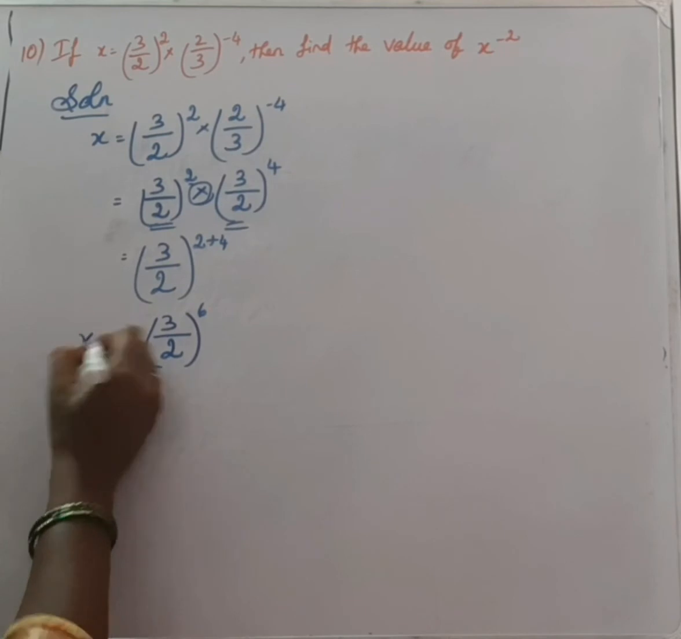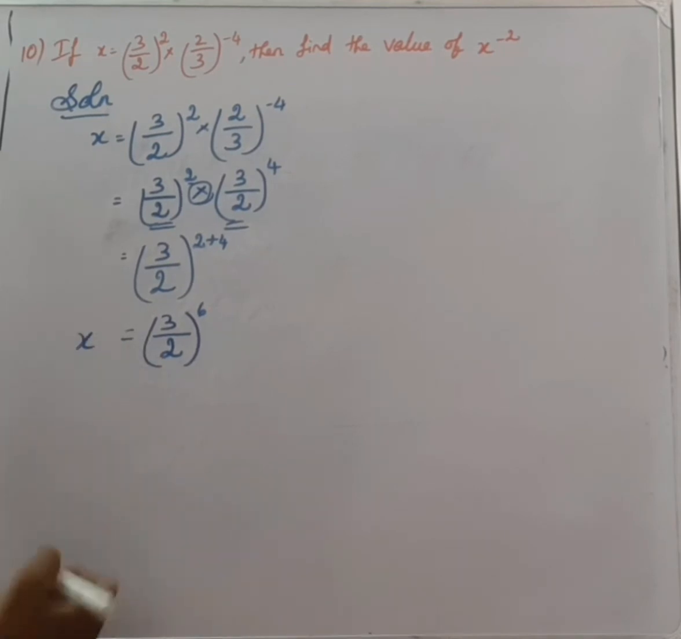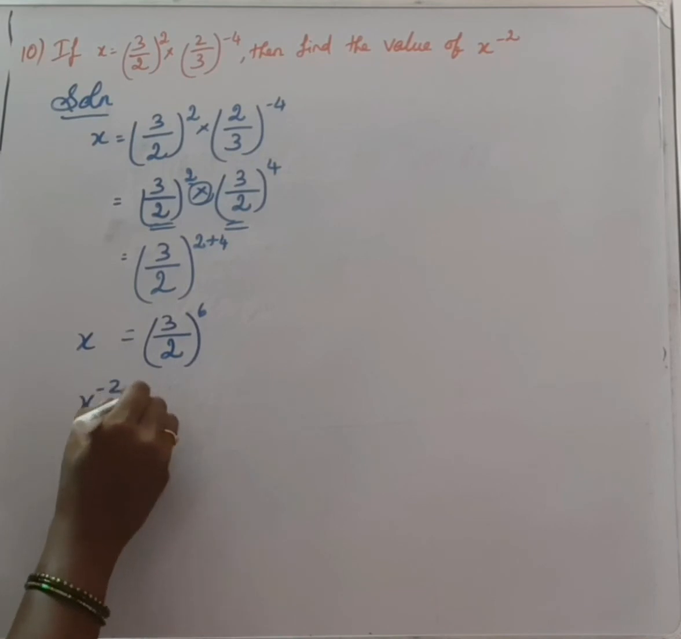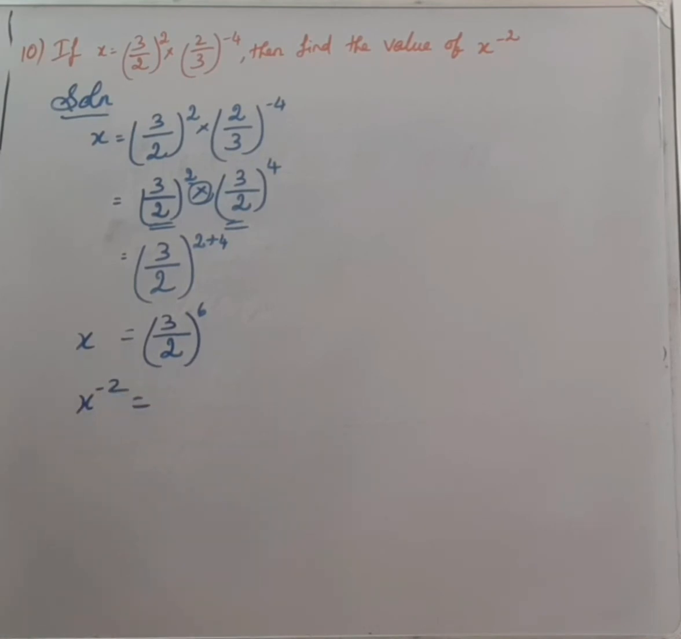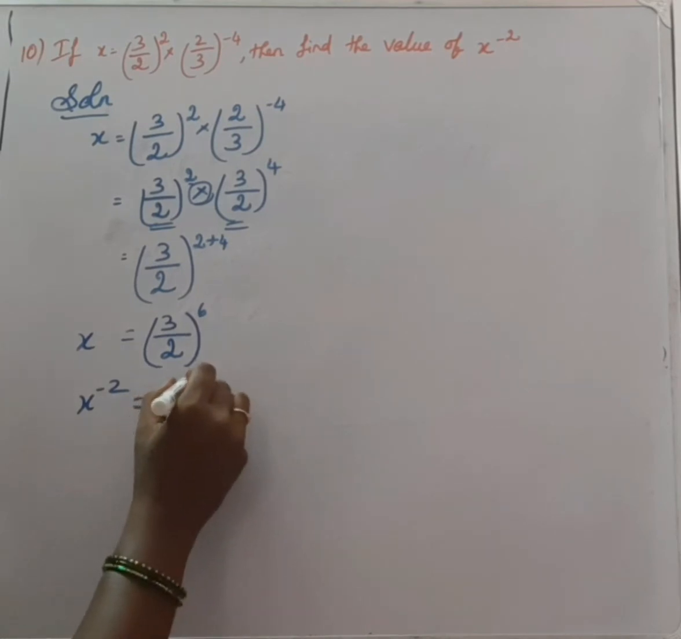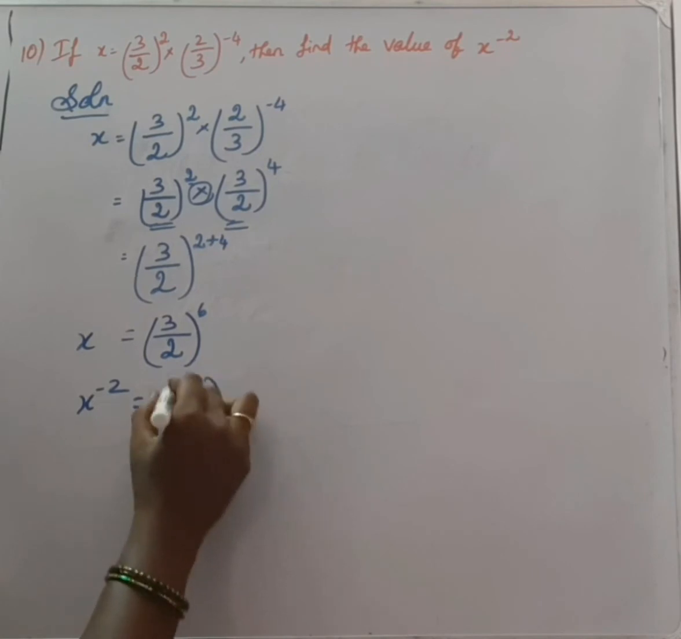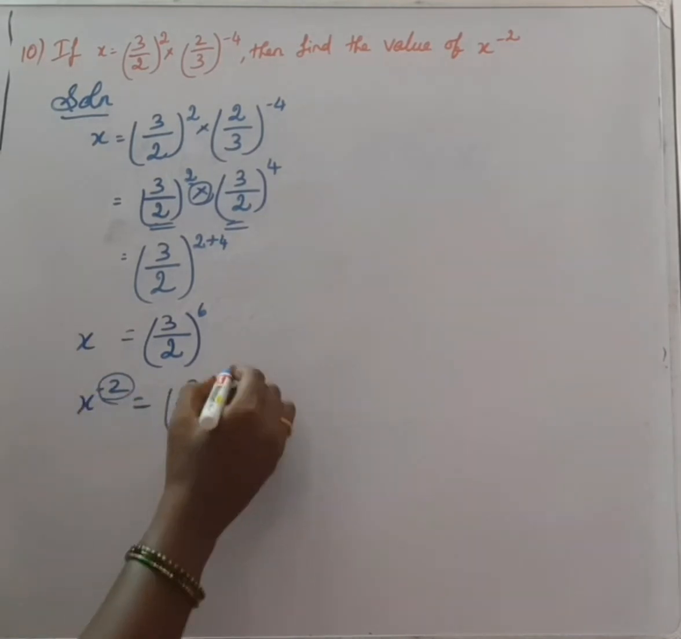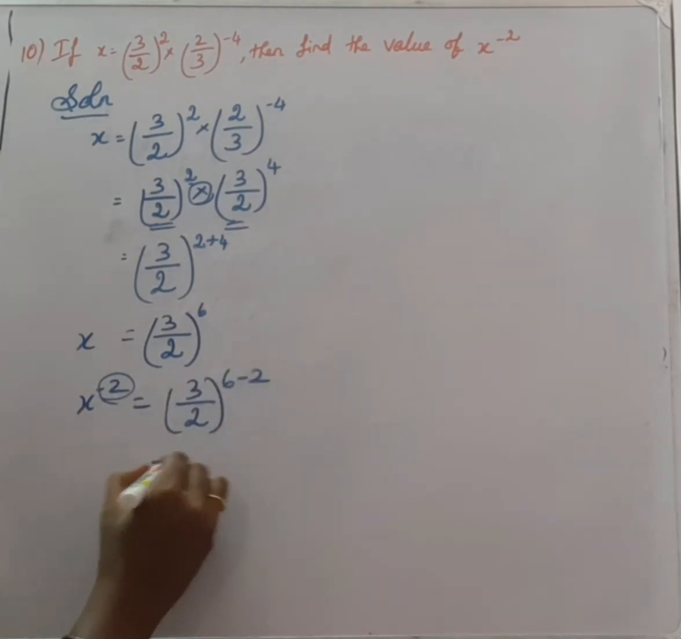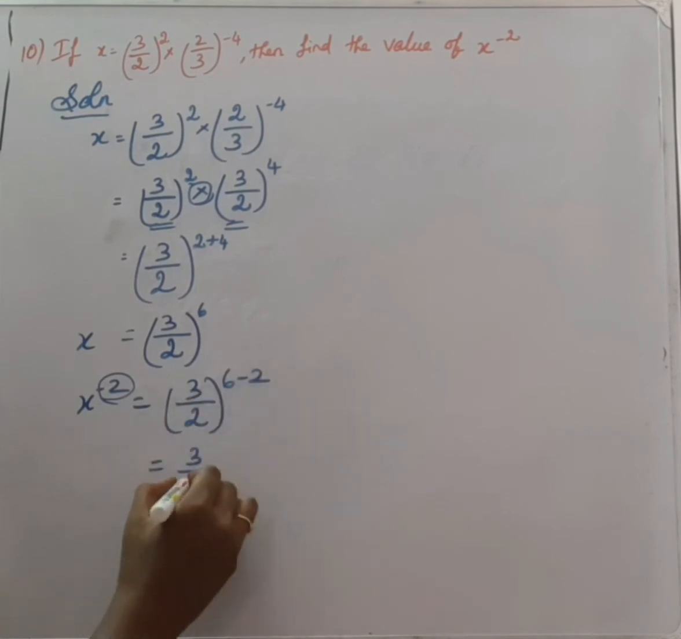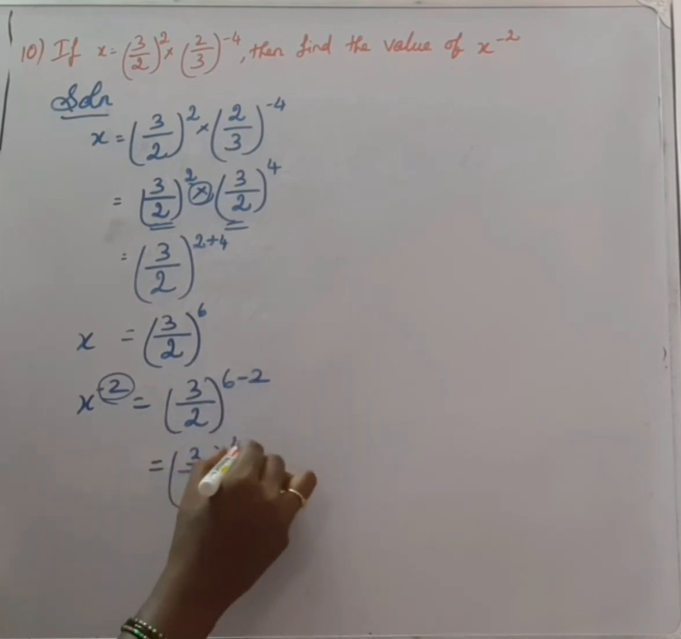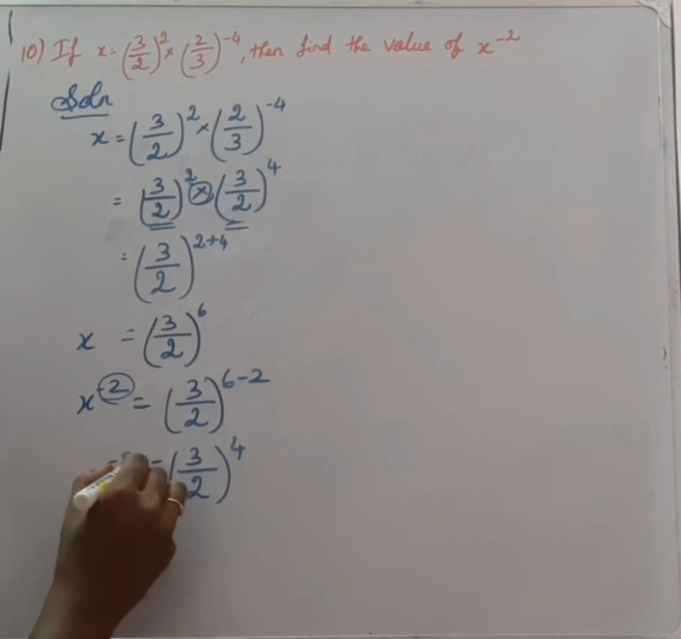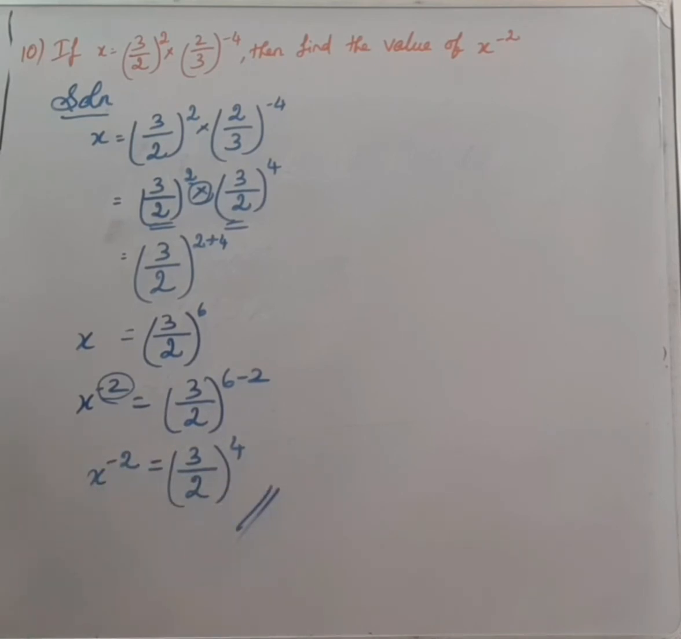Okay. Now it is the value of x. Now we want to find the value of x power minus 2. x power minus 2 means we have the x value, and from that power we want to subtract 2. So what do we get now? 6 minus 2 is 4. So the value of x power minus 2 is (3/2) to the power 4.